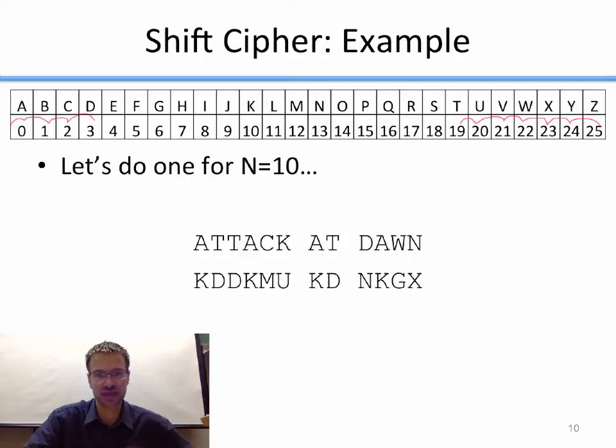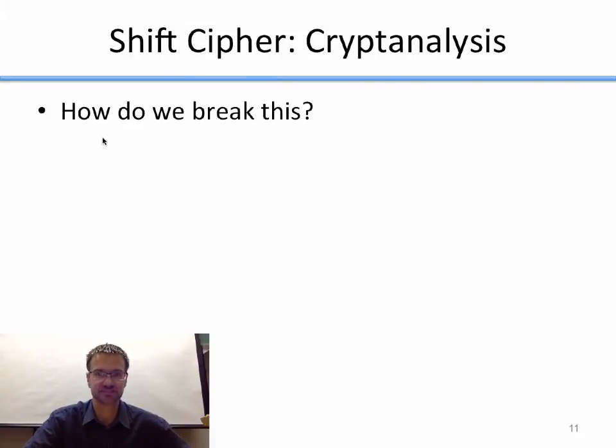So encryption, you add the value. Decryption, you subtract the value. And you'll notice that when I had a wraparound issue, because T is 19, 19 plus 10 is 29. There aren't 29 letters. I just wrap around to the front and start from there. So that's a simple shift cipher.